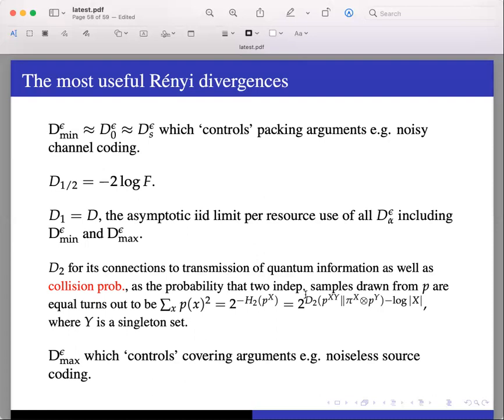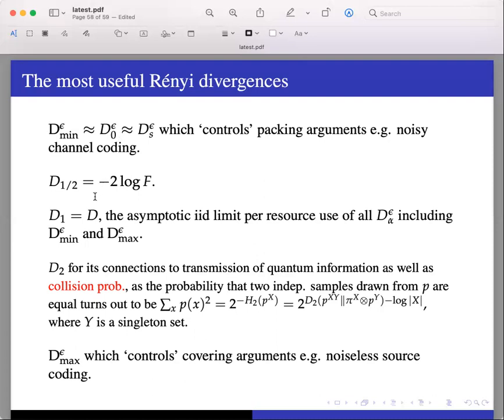Okay, so the most useful Renyi divergences, in the order of increasing alpha, are as follows. First, d epsilon 0, which is almost the same as d epsilon min or d epsilon s or d under bar d epsilon s. This controls the packing arguments. An example is noisy channel coding, the canonical example of a packing argument. That is controlled by d epsilon 0.